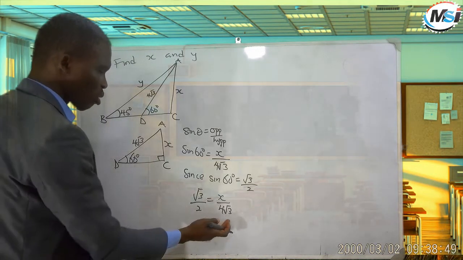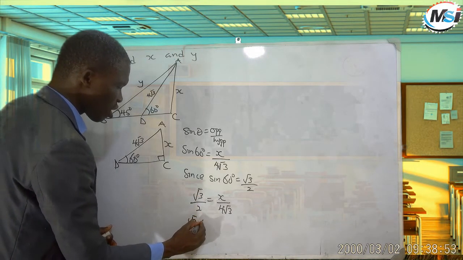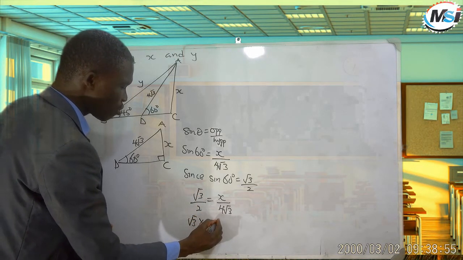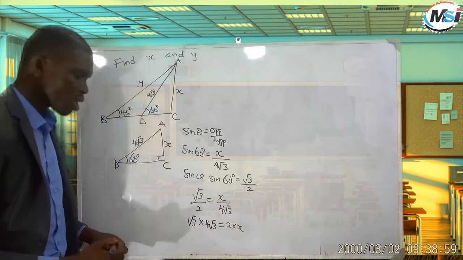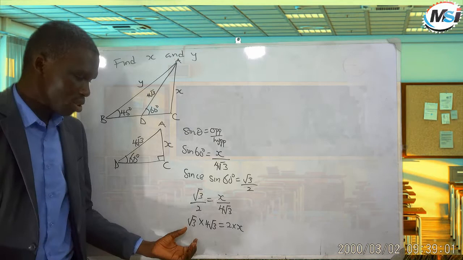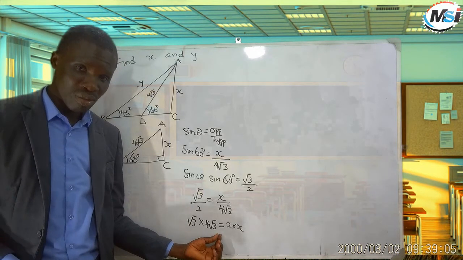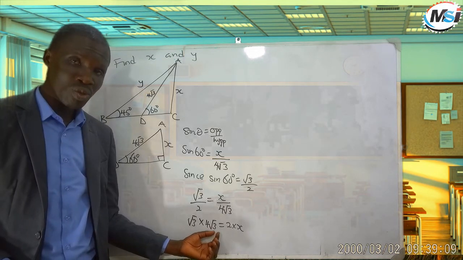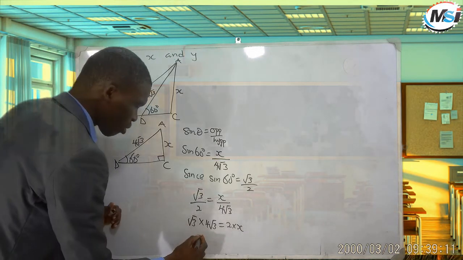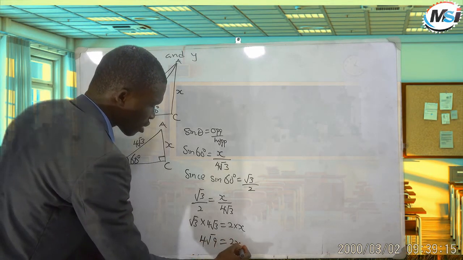Now what you do, you cross multiply. This will give us root 3 times 4 root 3 equals 2 times x. Now when you get here, you need to understand that this is root 3 and there's another root 3 here. Are you following me, right? 3 times 3 will give us what? 9. So this will give us 4 root 9 equals 2x.